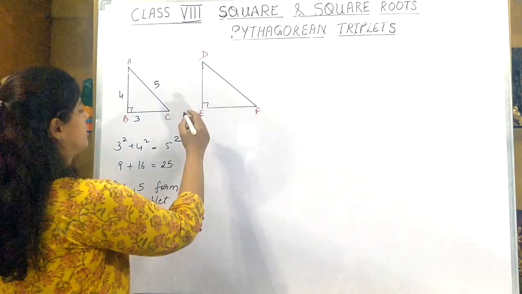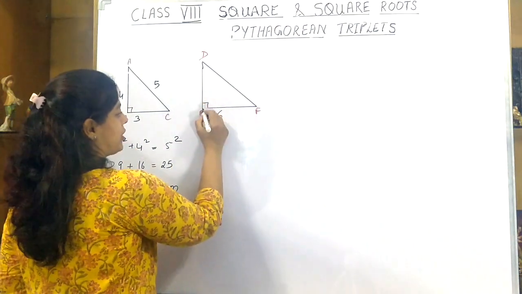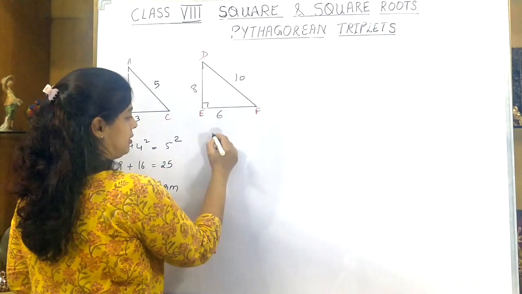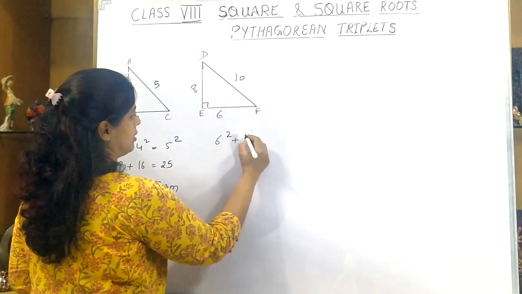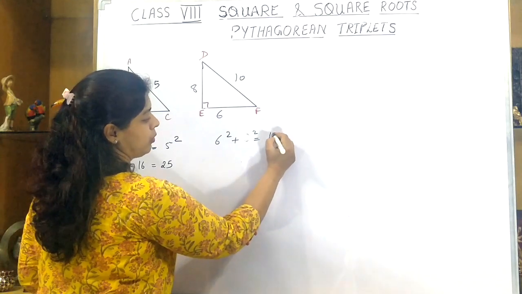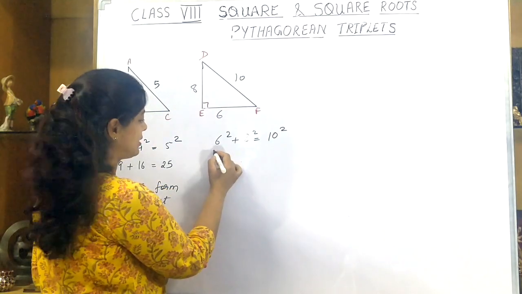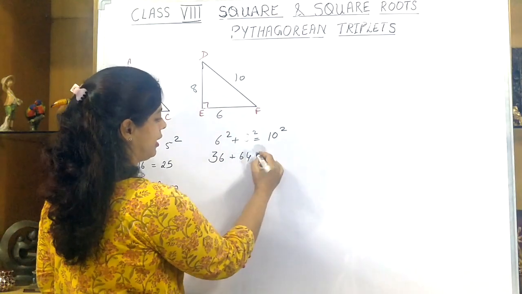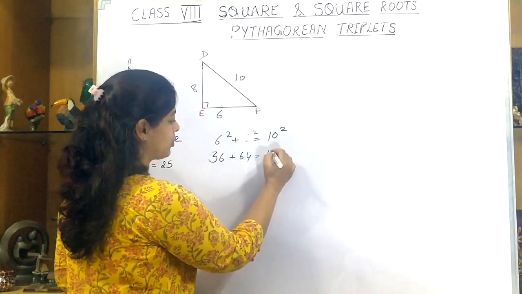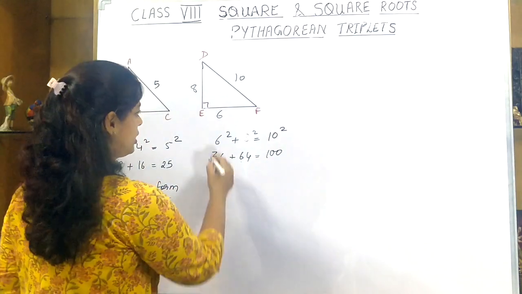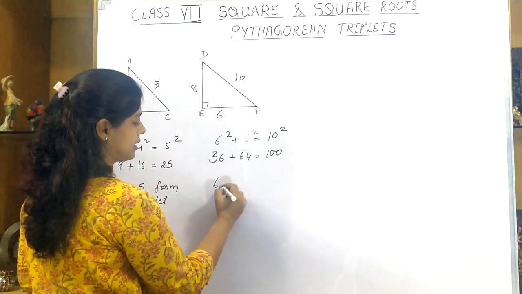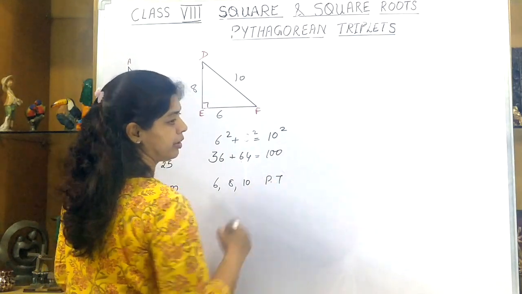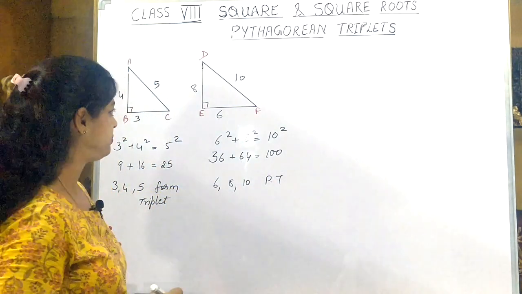Another example is a right angle triangle with sides 6, 8 and 10. So 6 square plus 8 square should be equal to 10 square. Now 6 square is 36, 8 square is 64, which gives me 100, which is equal to 10 square, which is also 100. So here I can say that the numbers 6, 8 and 10 also form a Pythagorean triplet. I'll write this as PT.